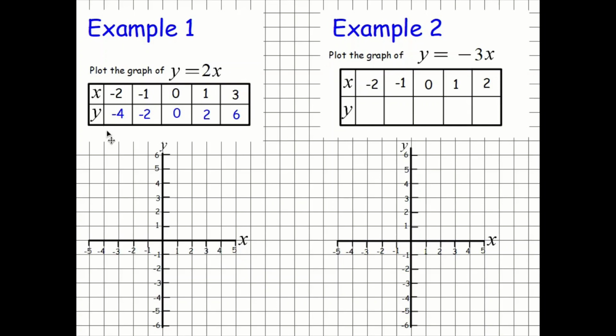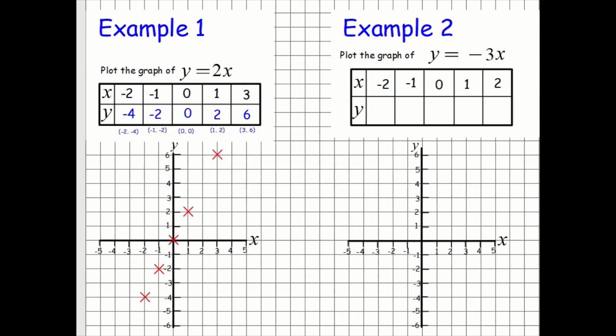So now I have some coordinates. I have x is minus 2, y is minus 4. There's my little coordinate there. I have x is minus 1, y is minus 2. I have x is 0, y is 0. X is 1, y is 2. X is 3, y is 6. And now I can plot some coordinates. So let's do that. Minus 2, minus 4 goes here. Minus 1, minus 2 goes here. 0, 0. 1, 2 goes here, and 3, 6 goes here.